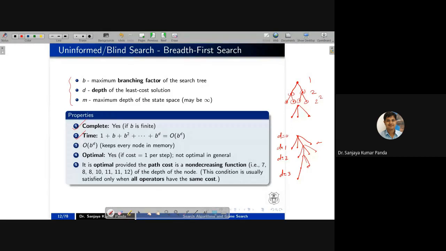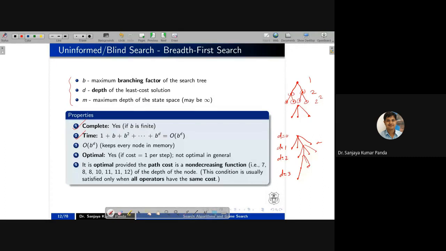Now, what about optimality? Optimality says that if you have a number of solutions for a particular problem, then you should find the highest quality solution. Right? So in this case, optimality is yes, but it is subject to the cost being equal to 1 per step. Otherwise, it is not optimal. In general, it is not optimal, because there are a number of ways to reach a particular node. So if you take the cost as 1 per step, then only it is optimal.